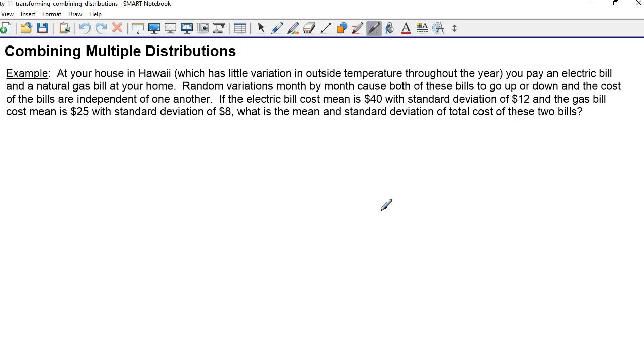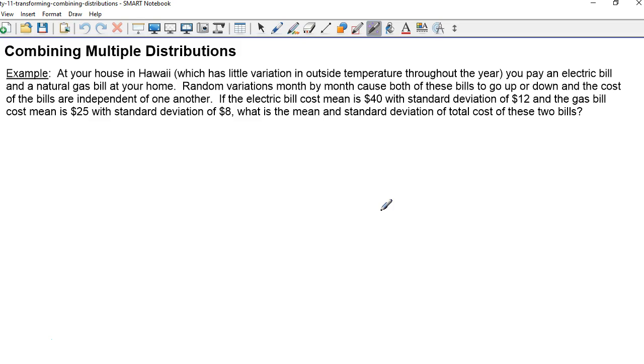Okay, so let's take an example to see how this would work. Let's say that at your house in Hawaii, which has very little variation in outside temperatures throughout the year, you pay an electric bill and you pay a natural gas bill at your home. So random variations do occur month by month that cause both of these bills to go up or down, and the costs of the bills turn out to be independent of each other. So the electric bill variation is completely disconnected from the gas bill.